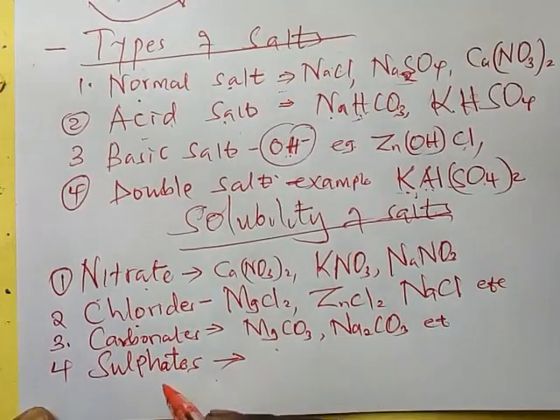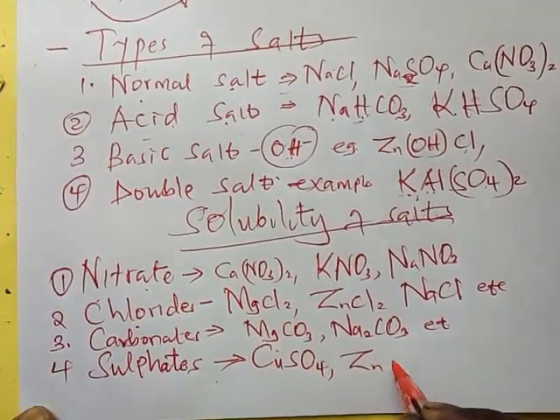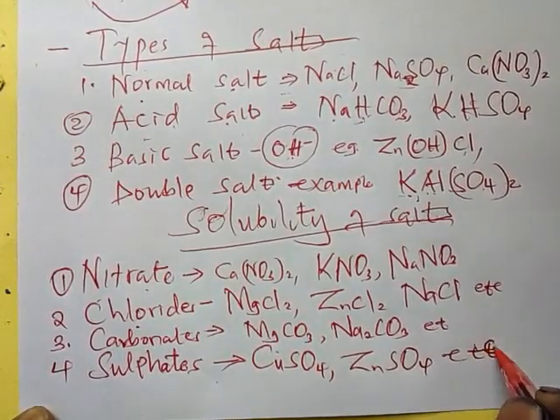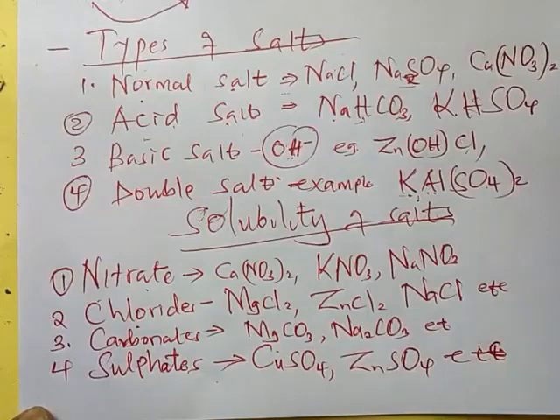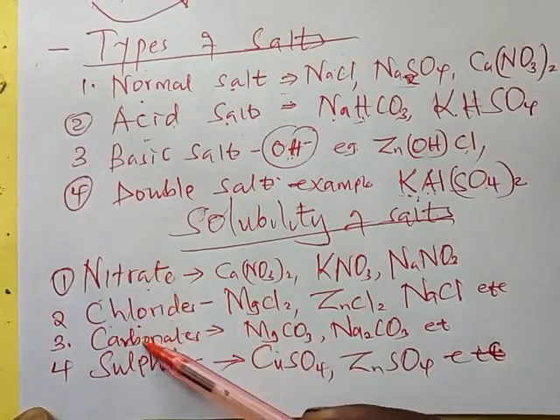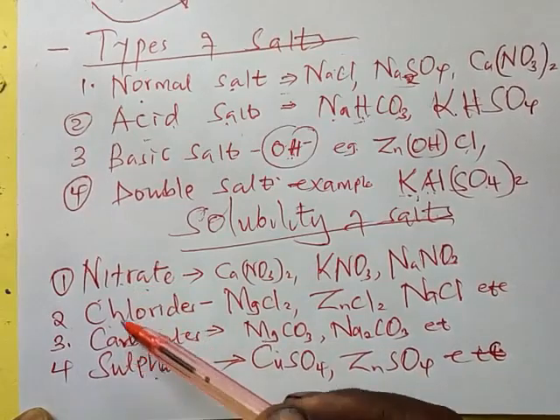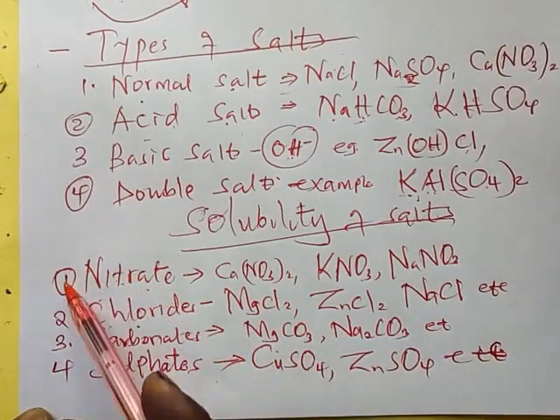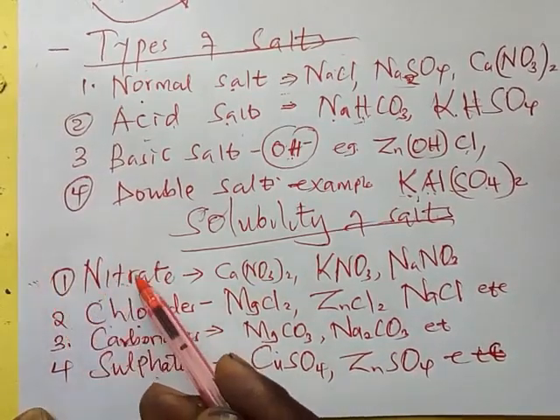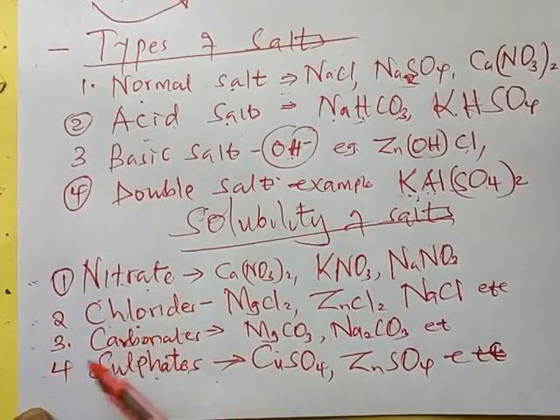So sulfates, we have several of them. You can start from copper sulfate, we have zinc sulfate, and so many of them. There are so many other sulfates. So once we have known that we have 4 different salts: nitrates, chlorides, carbonates, and sulfates. For you to mention a nitrate, you put the metal in front: magnesium nitrate, calcium nitrate, potassium nitrate, sodium chloride, zinc chloride, sodium carbonate, etc.